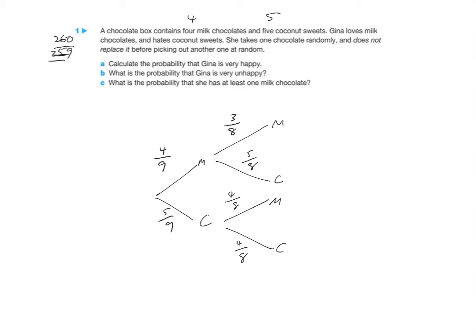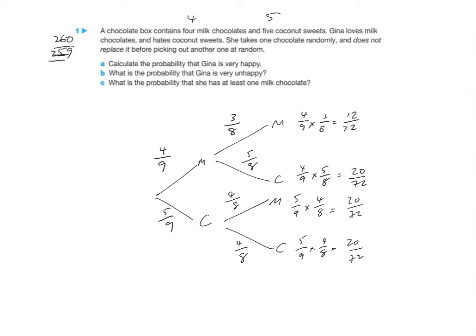Now let's work out all of these. This is going to be 4 over 9 times 3 over 8, which is 12 over 72. This is going to be 4 over 9 times 5 over 8, which is 20 over 72. This one is 5 over 9 times 4 over 8, which is 20 out of 72. And the last one is 5 over 9 times 4 over 8, which is 20 out of 72.